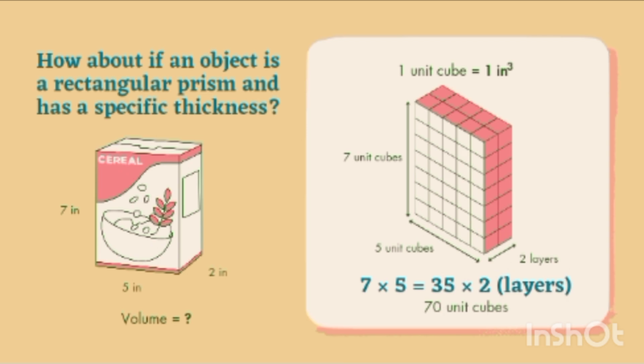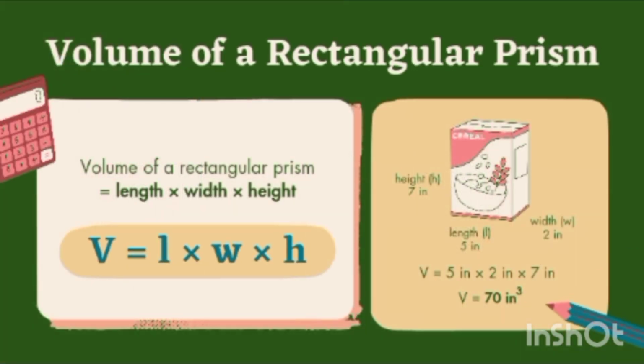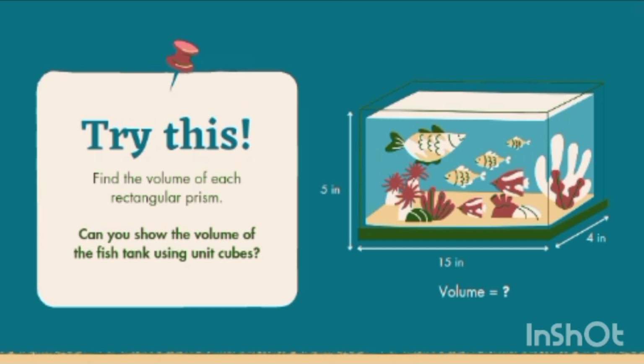Now let's move to the next one. This is the formula to find the volume: length into breadth into height. This is our length, this is our breadth, and this is our height. This is mainly the formula to find the volume of a rectangular prism or any cube. Okay, let's try this one.